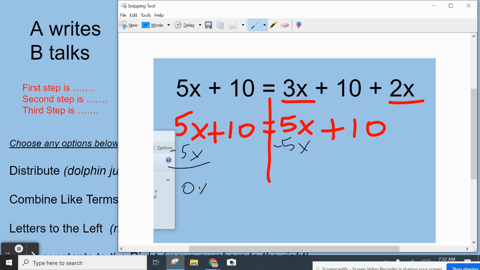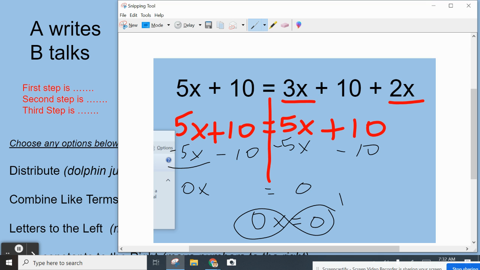What do I get? 0x. If I subtract 10, I get 0. 0x equals 0. So the answer is actually infinite solutions. Put that in your brain. Put that in your brain.